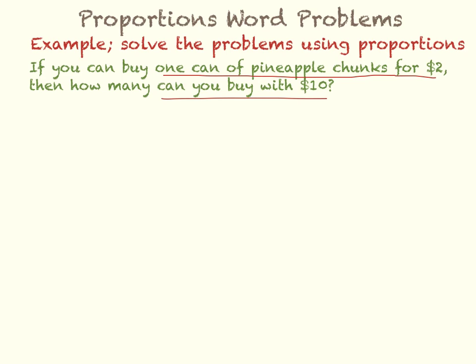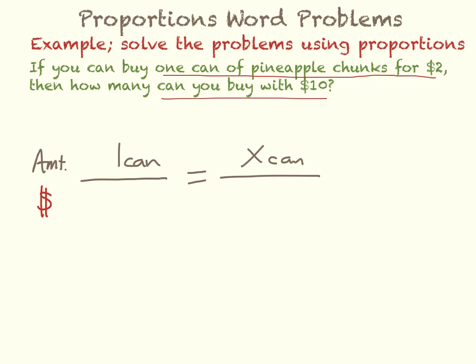So what we're going to do is set up a proportion where we have the amount of pineapples, so the amount of cans, which would be 1, and we don't know how many, and then the cost for each can. So pineapple chunks for $2 for 1 can, so $2, and we know that X number of cans is $10.